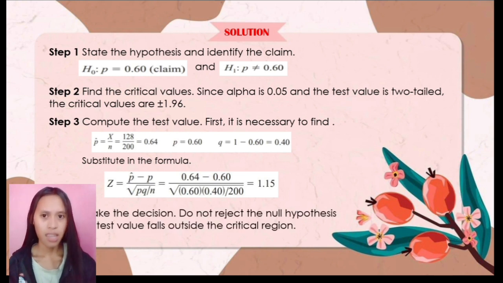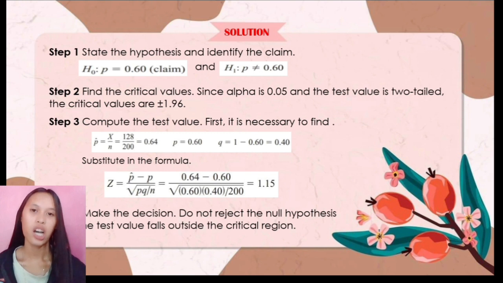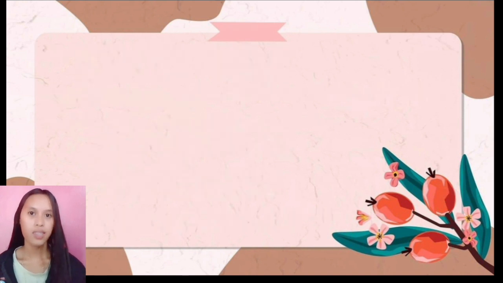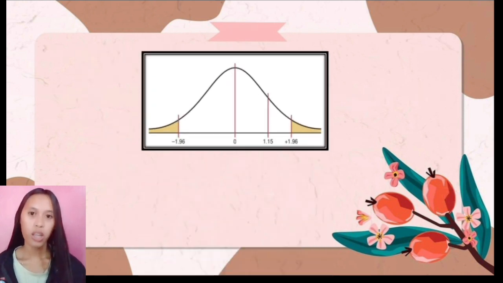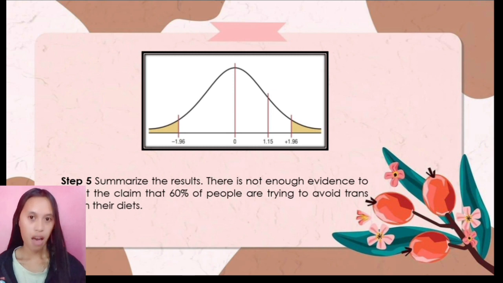So in step 4, we will make the decision. Let us not reject the null hypothesis since the test value falls outside the critical region, as we have seen in the graph above. In step 5, let us summarize the results. There is not enough evidence to reject the claim that 60% of the people are trying to avoid trans fat in their diets.